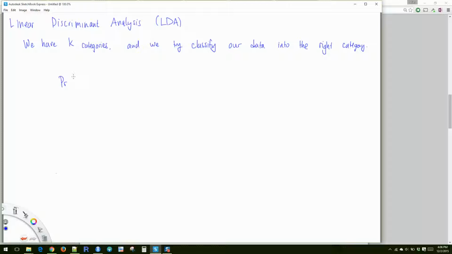And so what we say is that the probability that y is in category K, given our x, so that we say X equals x, we write pi sub k and f sub k of x.